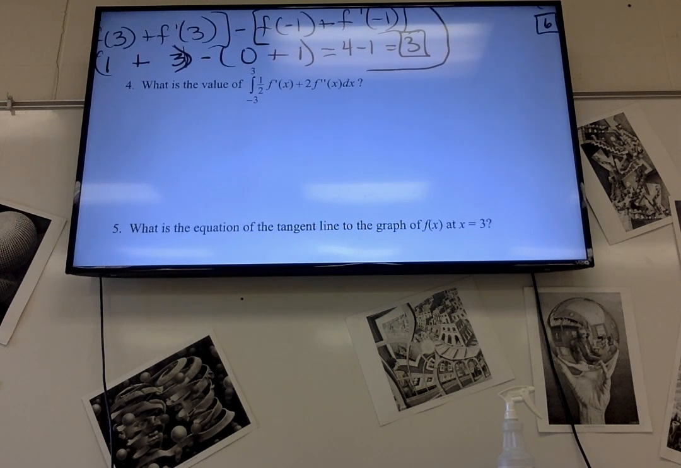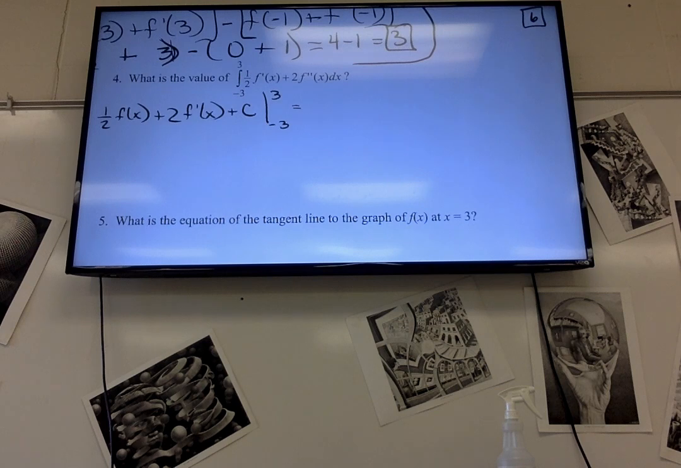All right, so antiderivative. So you have 1/2 f of x plus 2 f prime of x. I like this method better than the actual numbers. Plus c, from -3 to 3. We good with that? Yes. I have a full test of just this. Okay, so we have 1/2 f of 3 plus 2 f prime of 3. Plus minus. Hold on.